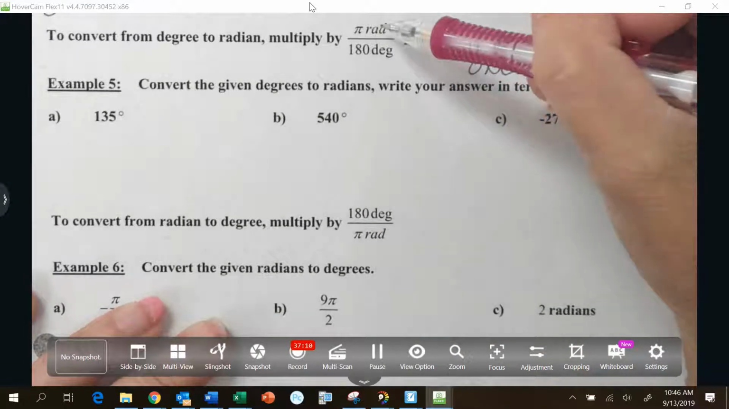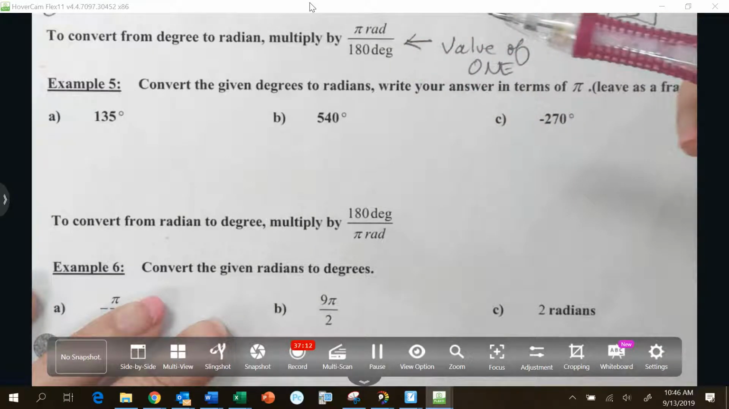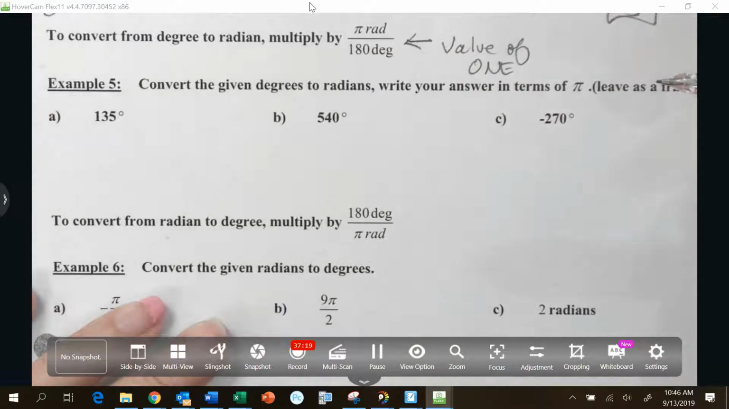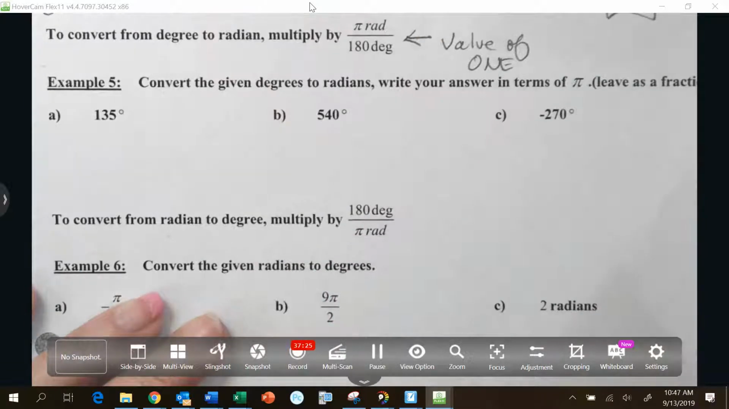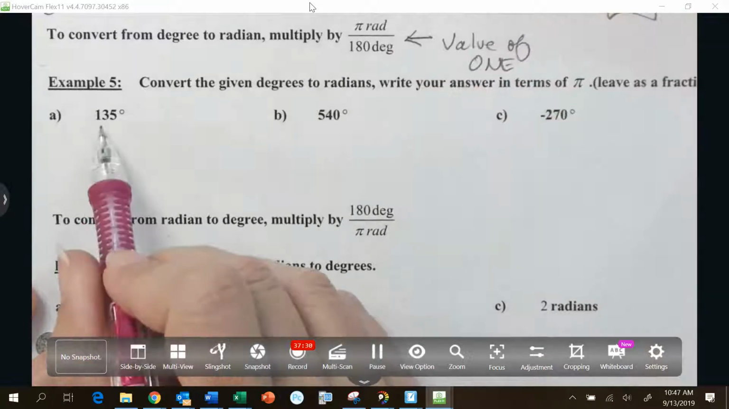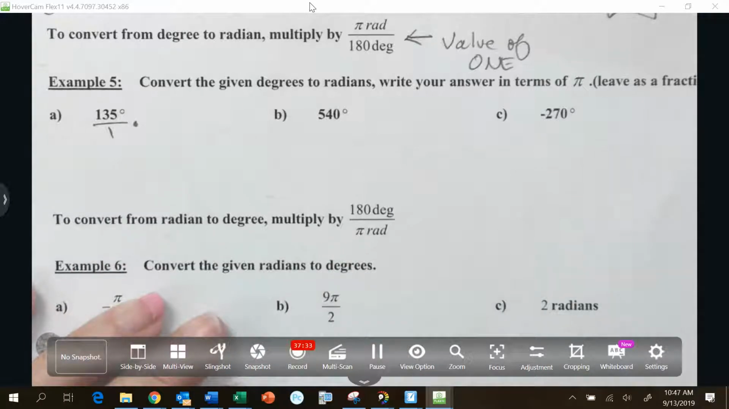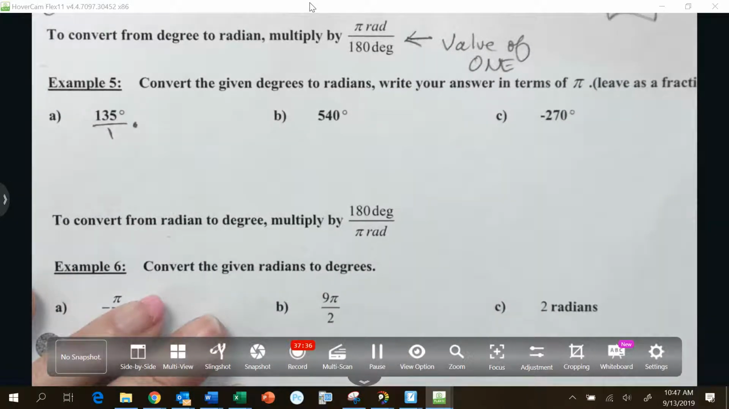If I take pi radians and 180 degrees, they have the exact same value. They're just written as different units. Just like you guys might say 12 inches or 1 foot, that's the same measurement. They're equivalent. We're just changing units. So that's what's happening here: we have degrees, and we're going to multiply by a value of 1, but it's going to change the units.